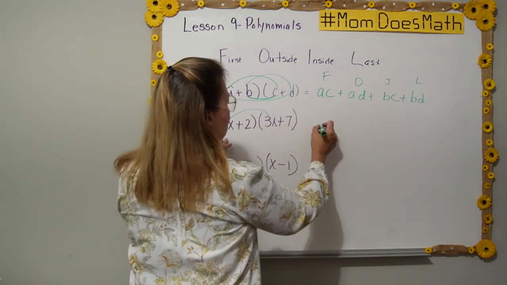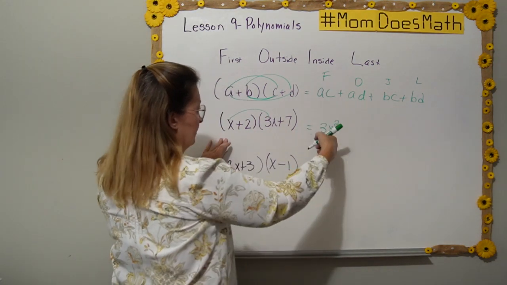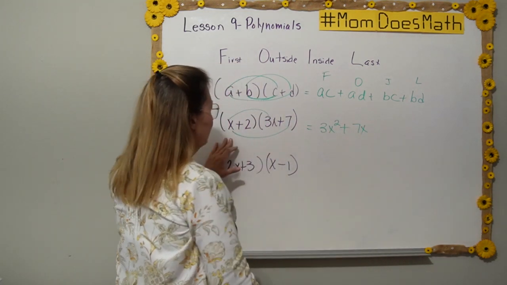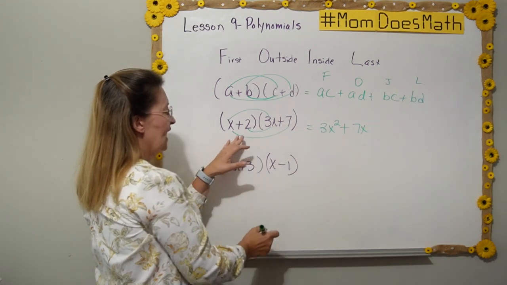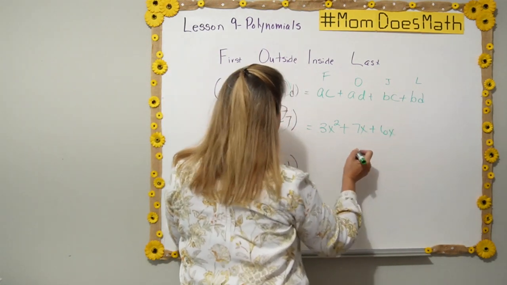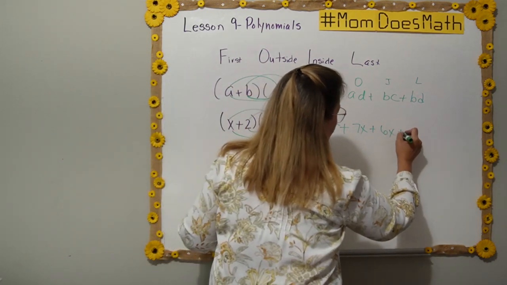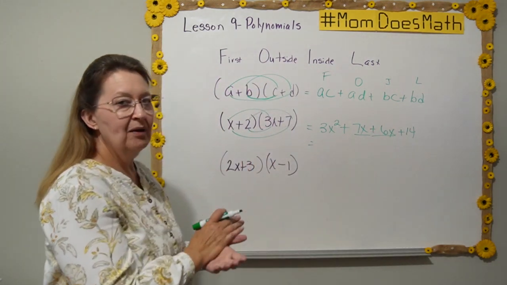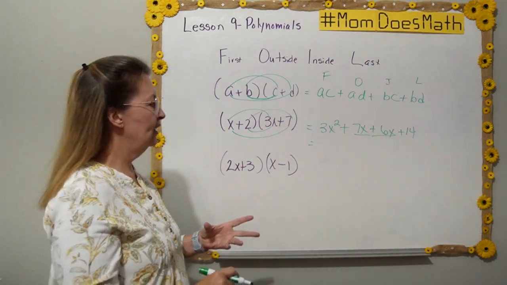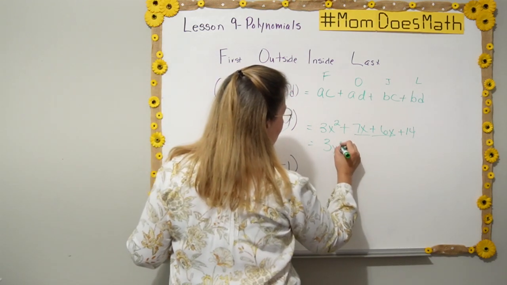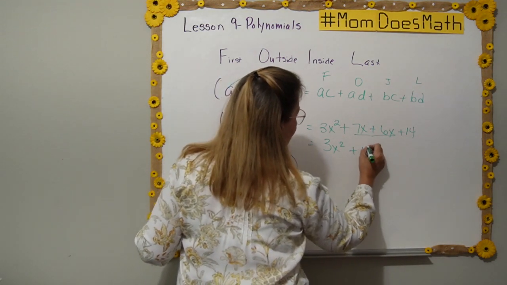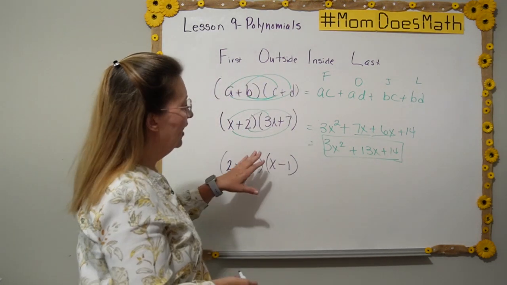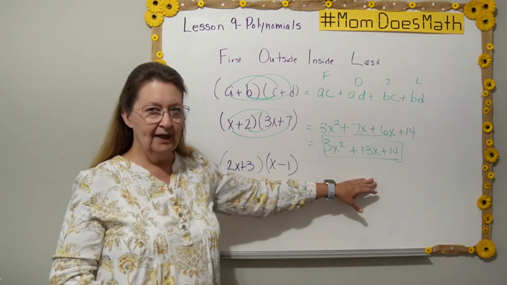My F is going to be 3x squared, okay? My O is the outside, so that is 7x. My I is the inside, so that would be 6x. And my L is 2 times 7, 14. Now usually your O and your I terms can be combined. Sometimes not, but usually. So what would you get for your final answer here? That'd be 3x squared. All right, 7 plus 6 is 13x plus 14. Notice how binomial times binomial gets you a trinomial, okay?